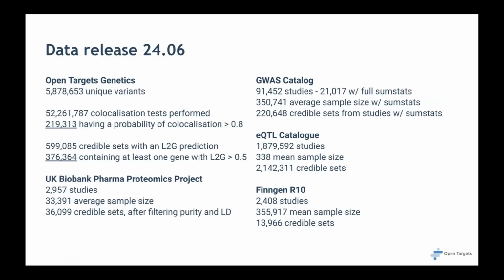So, numbers. These are numbers from the latest release in June. Since the main unit of analysis in our pipeline is credible sets, all results are presented in the light of the number of credible sets we have. For GWAS related credible sets, we have almost 600,000 credible sets. It's quite a lot. For example, if you analyze only ClinGen related credible sets from the 10th release, it has only 14,000 credible sets. So you can see we actually have quite a lot.